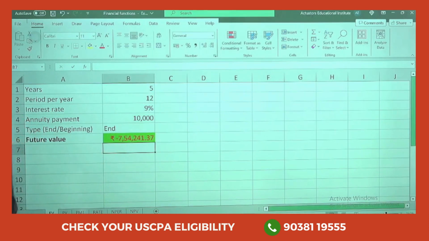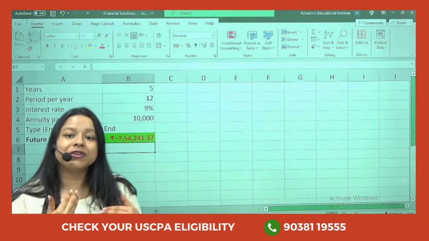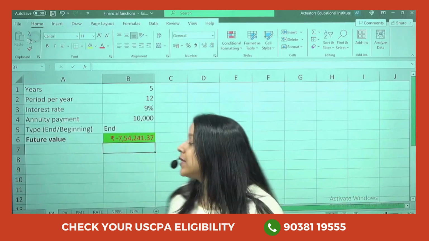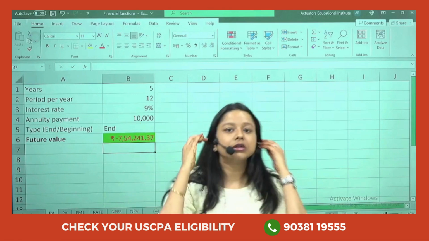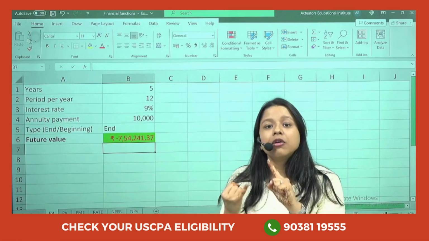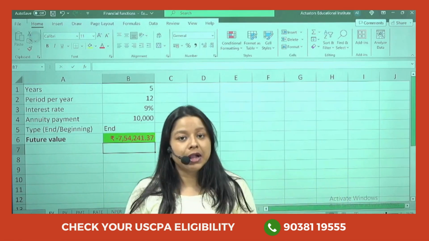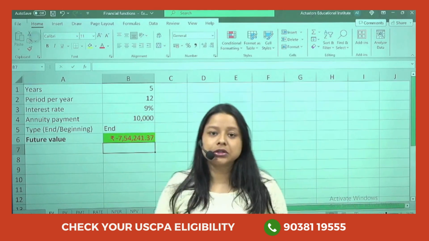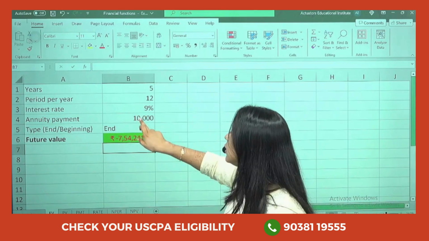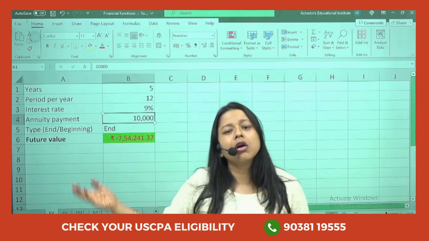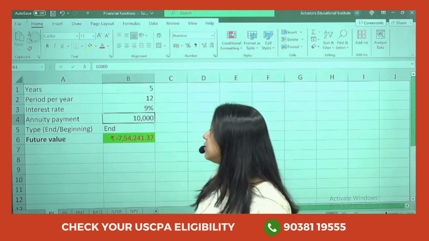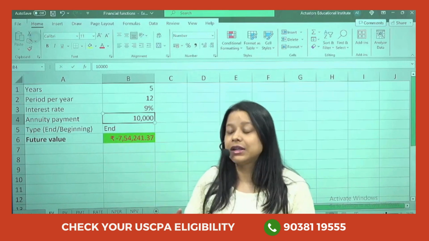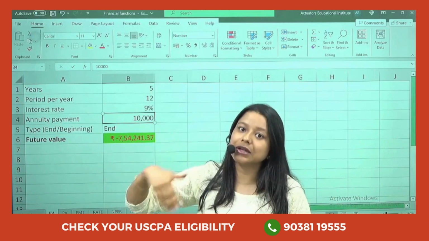Now, why are you getting it in negative? Because in case of financial functions, all these payments are generally considered as negative. When you calculate the future value, we'll also be learning how to calculate present value in the next class. We'll see that these payments are considered to be negative. So for example, if you would have given a negative payment over here, you would have got a positive value. So we are considering that these are some payments that are being made.